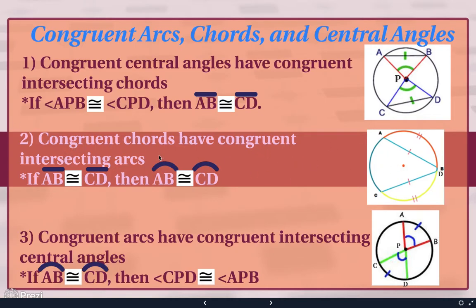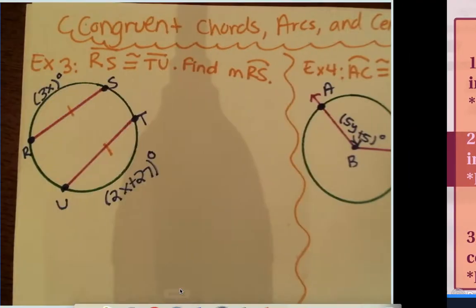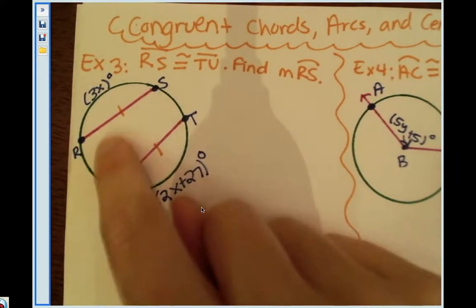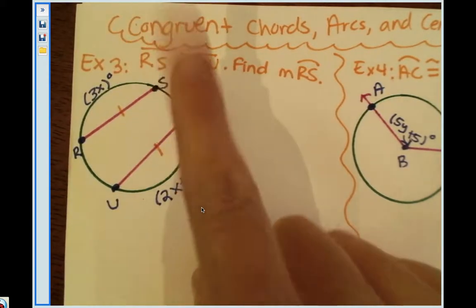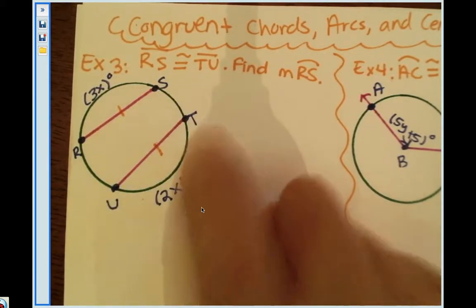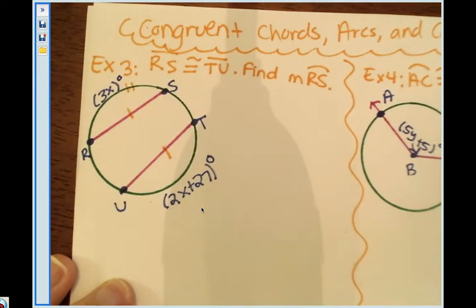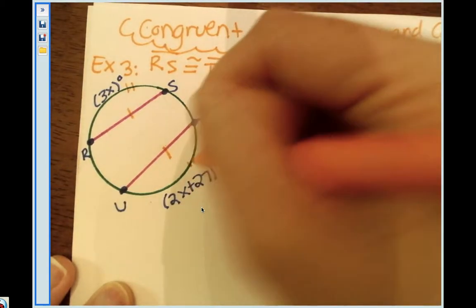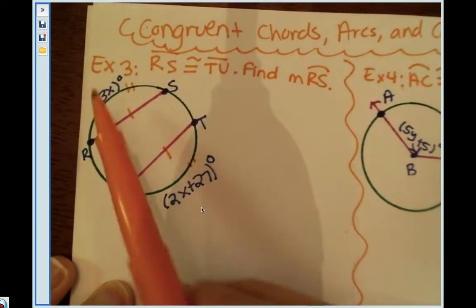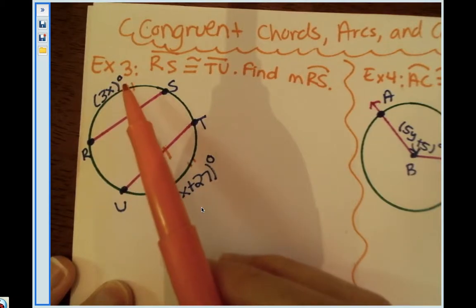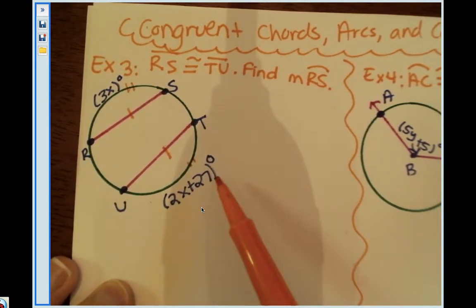Okay, so congruent chords have congruent intersecting arcs. So if we have two chords that are congruent, the arcs that start and end at each of these chords will also be congruent. So let's see how we can use that in our picture. Guys, so I have two congruent chords, which means the arcs that start and end at each of my chords are also congruent. So that means that arc RS is congruent to arc TU. Look at that. And I want to find RS, which is 3x degrees. And TU is 2x plus 27.